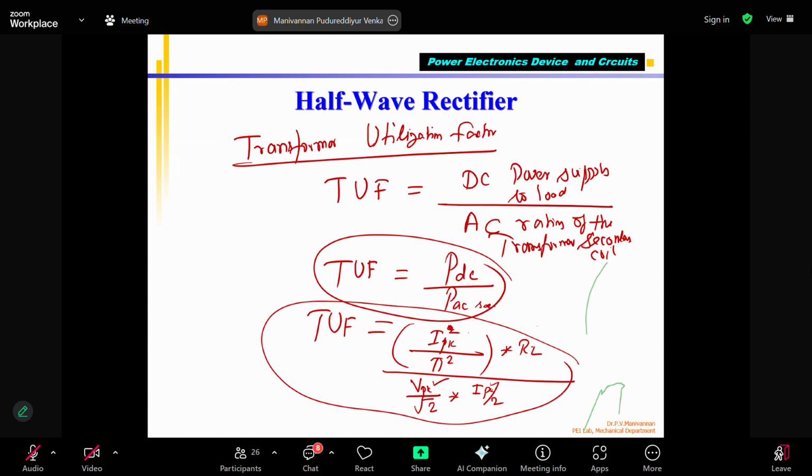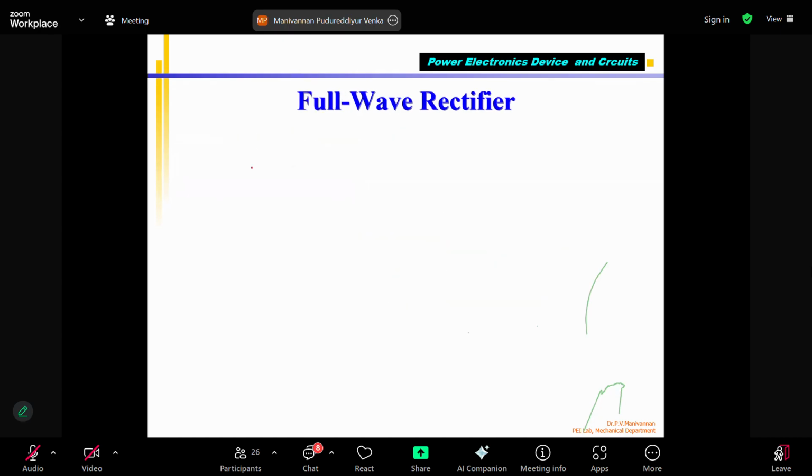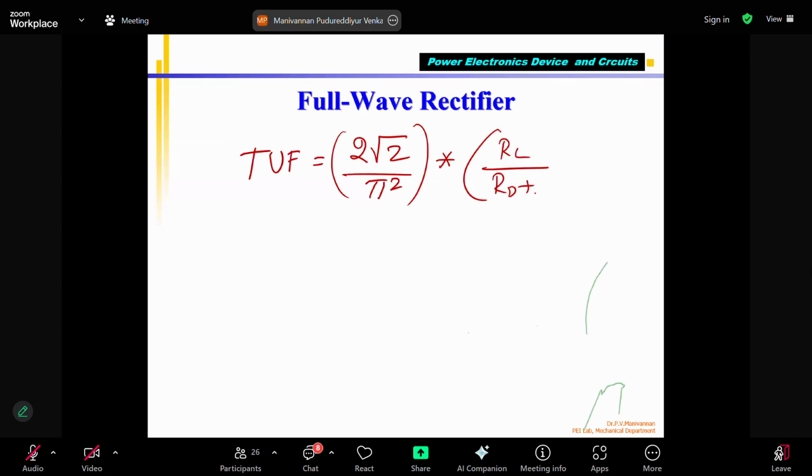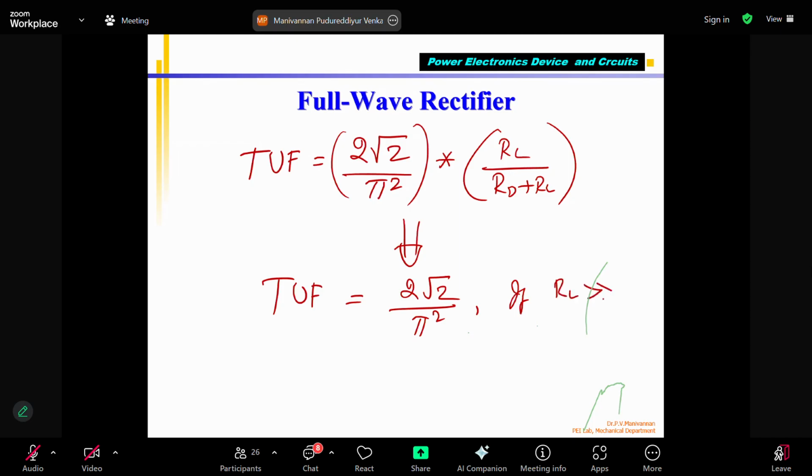And lastly, a further simplified formula. You can note down both formulas. The TUF equal to 2 into root 2 divided by pi squared, whole thing multiplied by RL divided by RD plus RL. This can be further simplified. Last formula, TUF can be written as 2 into root 2 divided by pi squared. That means we can neglect this if RL is much greater than RD.